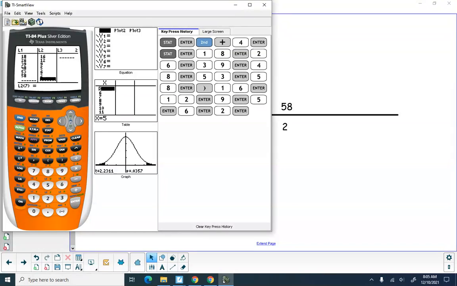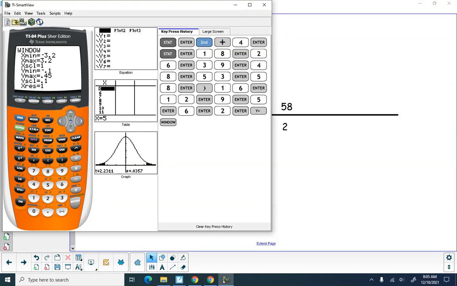Now your calculator is a very powerful tool. It will do a lot of things for you. It will give you a scatter plot. So let me get my equations out of there. Get your Y1s out of there.